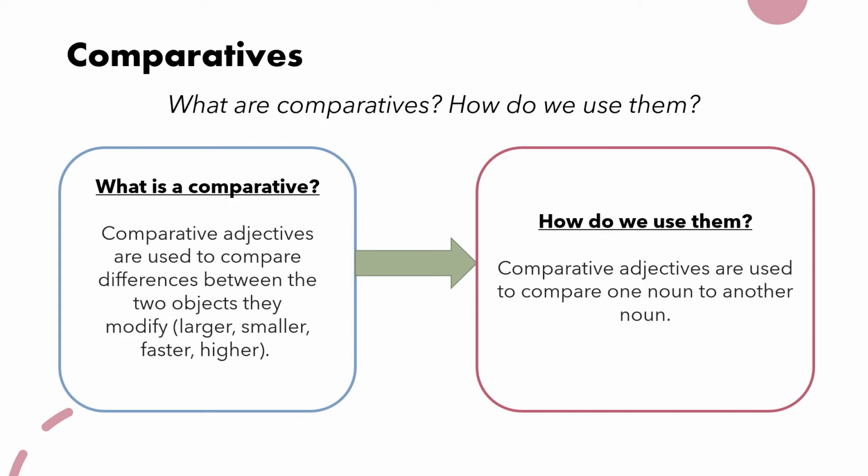How do we use them? Comparative adjectives are used to compare one noun to another noun. So you have a noun, which again is the name of a place, person, object, or thing, and a comparative adjective helps us to make a comparison between two different nouns.